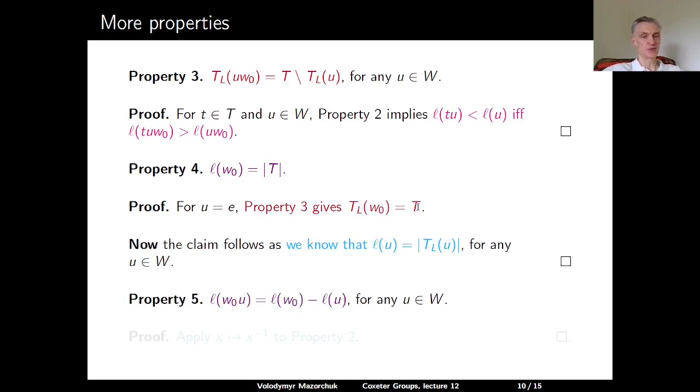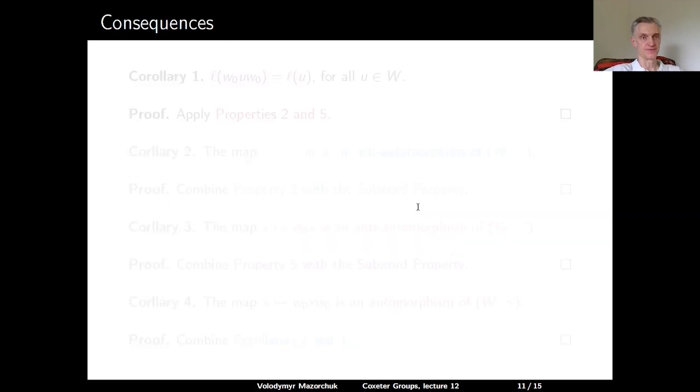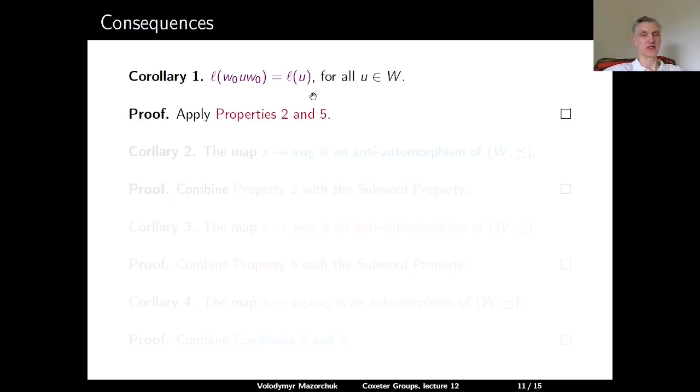And property 5 is just property 2 on the other side. The length of w0u is equal to the length of w0 minus the length of u for any u in W. So this is just obtained from property 2 by using the involution which maps an element to its inverse. Here is the consequence. For any element u in W, the length of w0uw0 is equal to the length of u. This we get by combining properties 2 and 5.